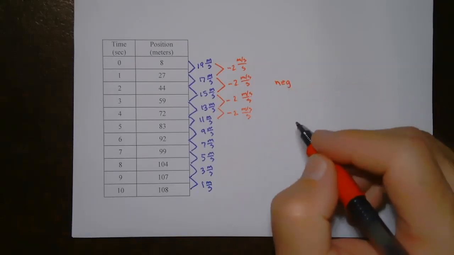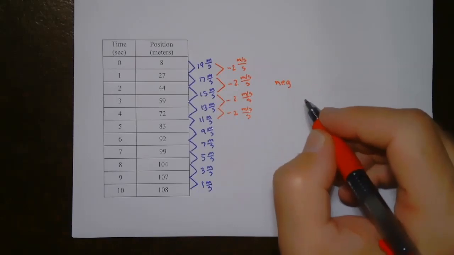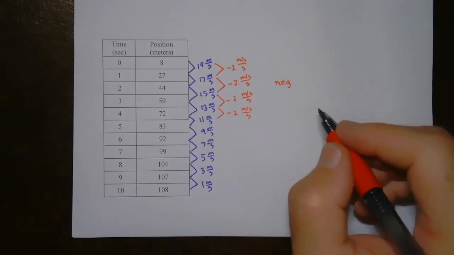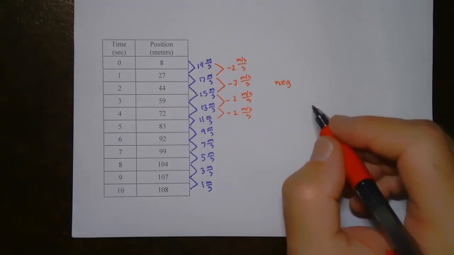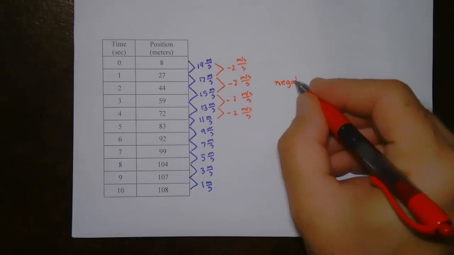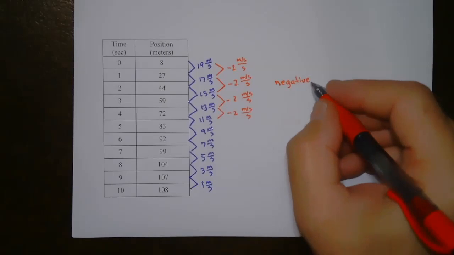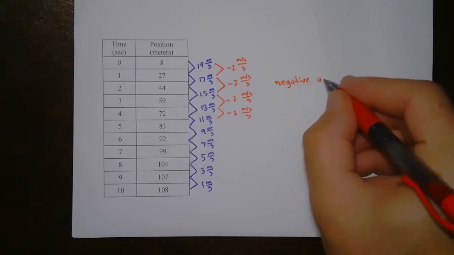Now that's not decelerating, okay? Decelerating is actually slowing down. Sometimes when you have negative acceleration, you could be slowing down, but not always. And I'll explain that. That's actually a future lesson. So negative acceleration.